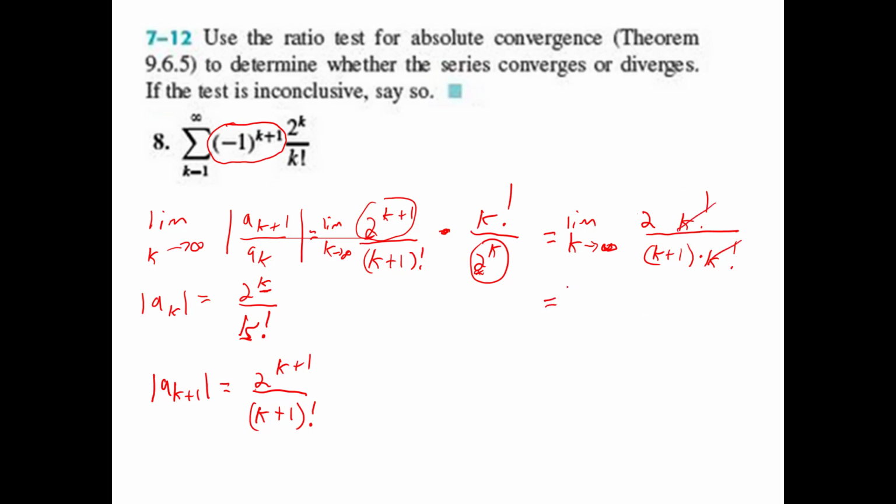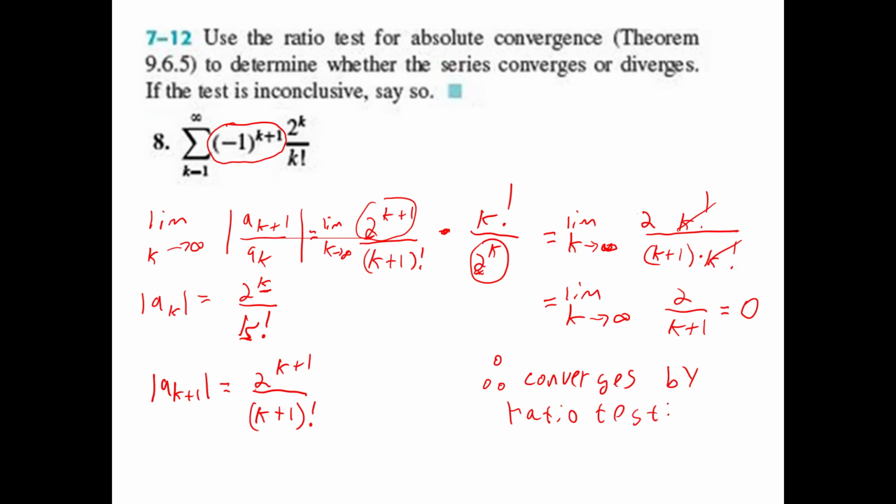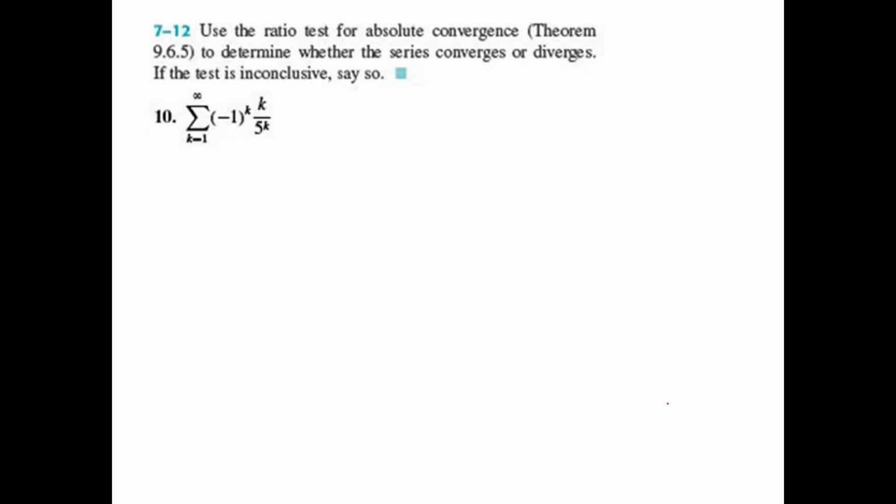And then what we have is the limit as k goes off to infinity of 2 over k plus 1. Now the denominator is getting bigger and bigger without bound, and the numerator staying fixed at 2. So then this limit is 0. And so then the ratio test tells us that this converges, therefore converges by ratio test. So let's move on to the next one.